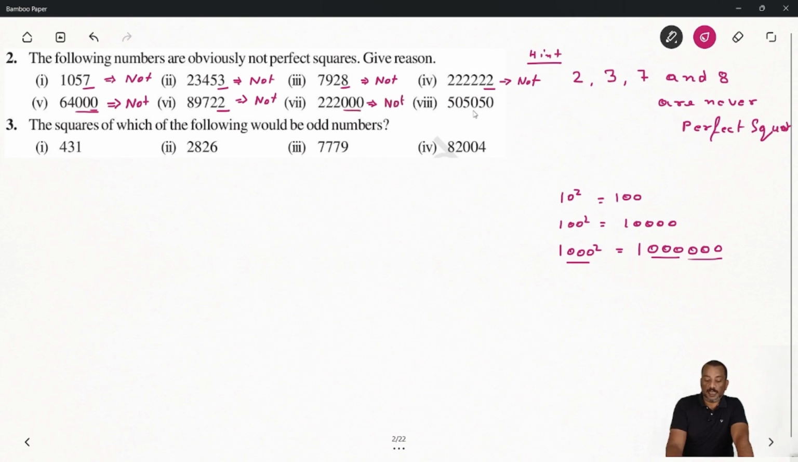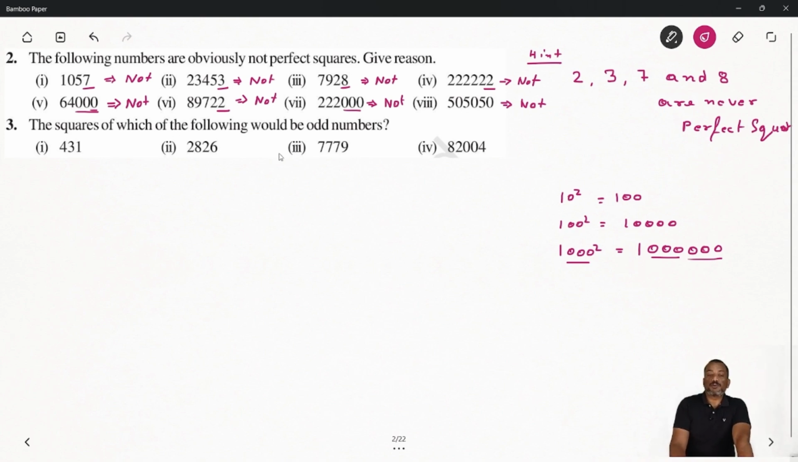Okay. And last you have 5,05,050. So you can see 0 and also odd number of 0. So we can say not a perfect square. So which means here no one is a perfect square in this question. Hope you understand. क्वेश्चन नंबर 3 आपको क्या बोल रहा है?